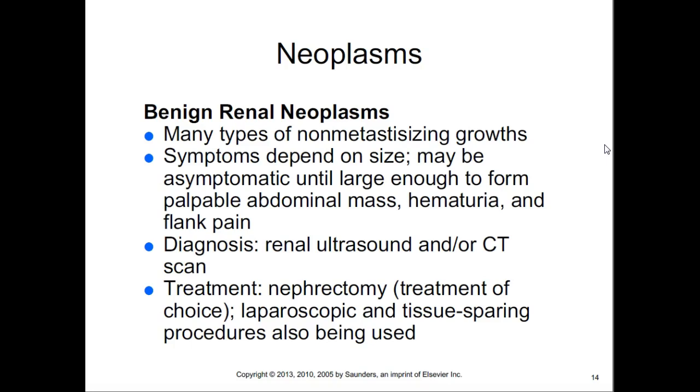All right, so neoplasms. So we have benign renal neoplasms, many types of non-metastasizing growths that might be found in the kidney.